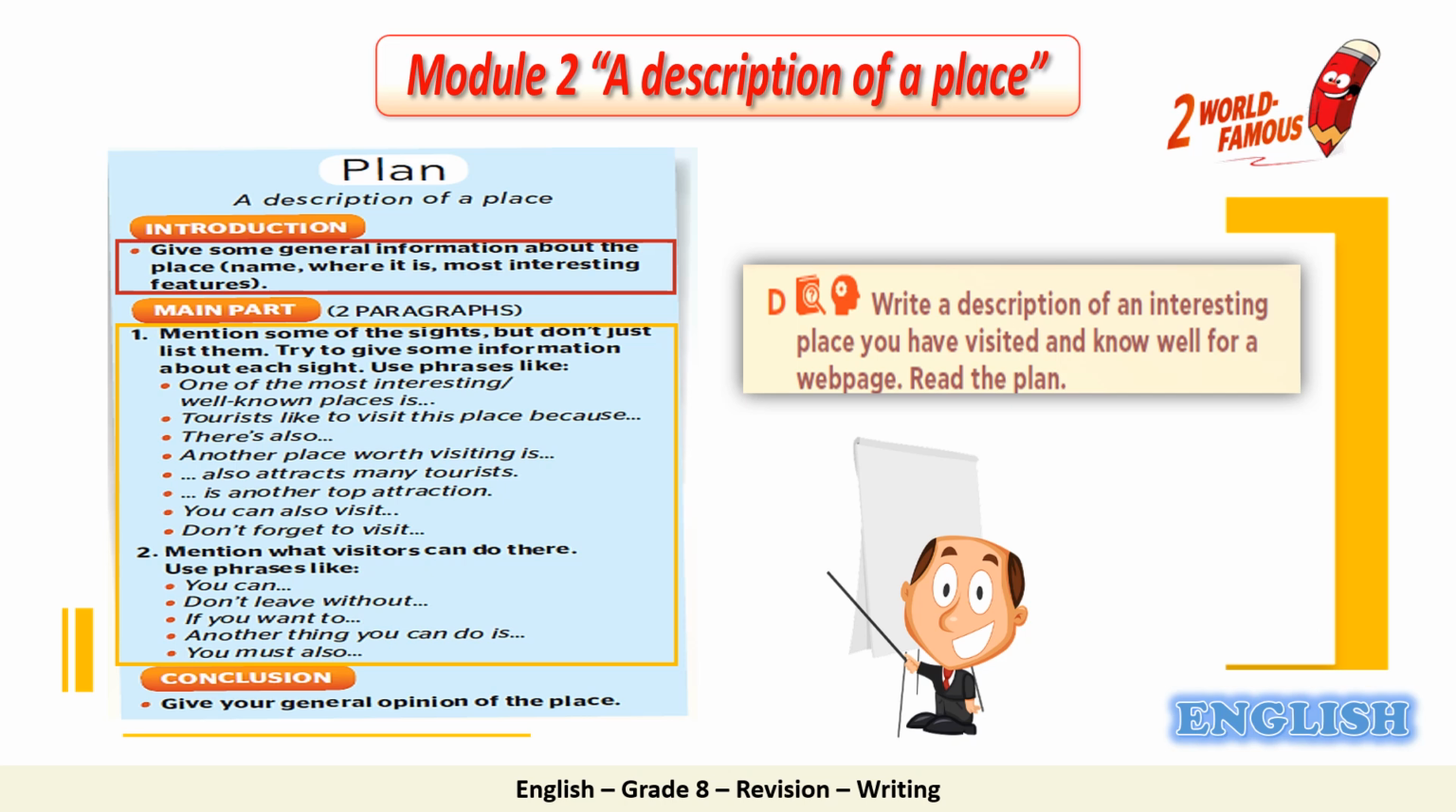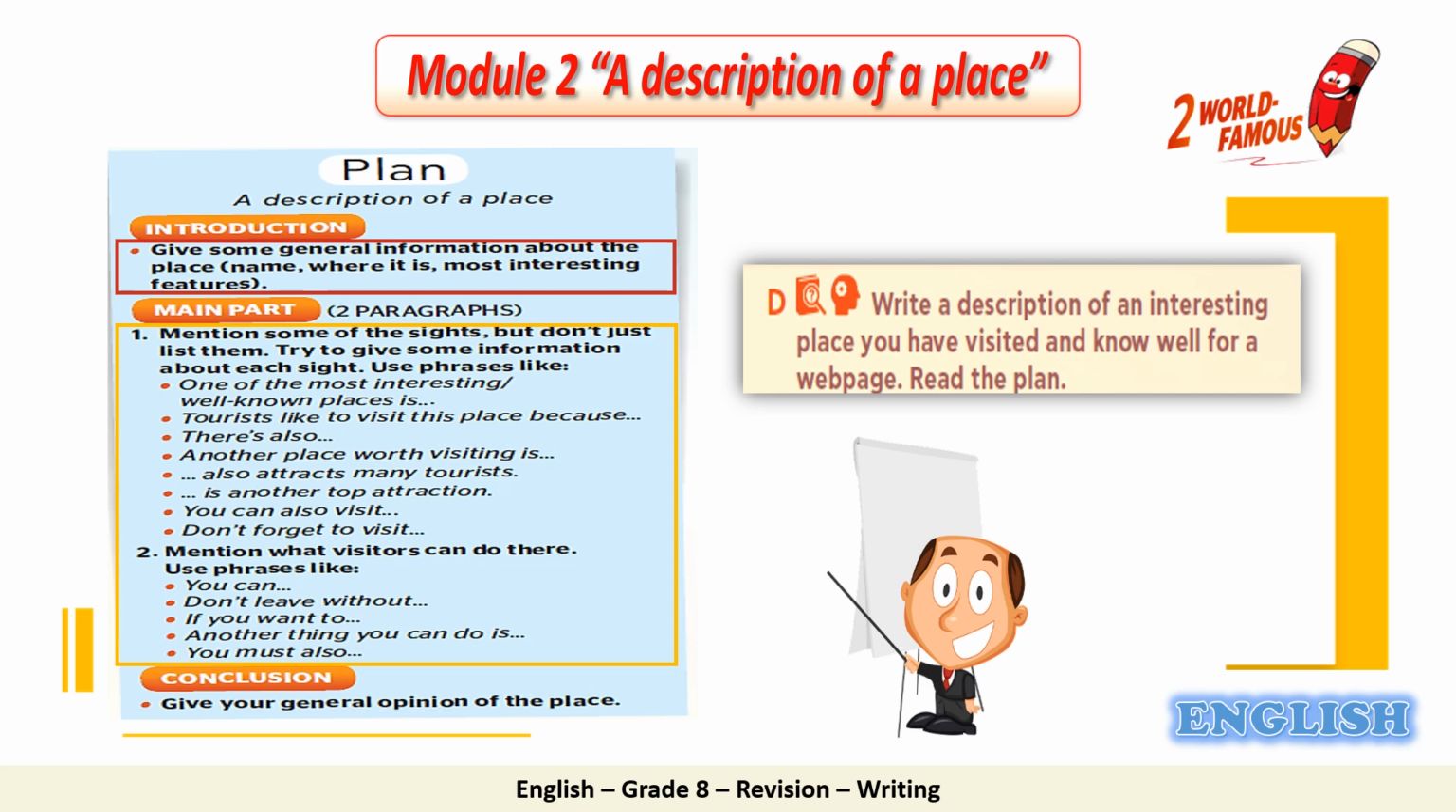These phrases are very helpful. You can begin with, one of the most interesting or well-known places is, tourists like to visit this place because, and when you want to add more places, use there is also, another place worth visiting is, also attracts many tourists, is another top attraction, you can also visit, don't forget to visit.